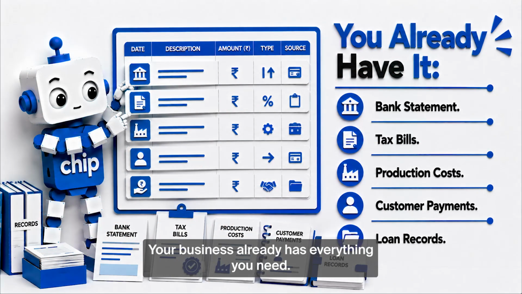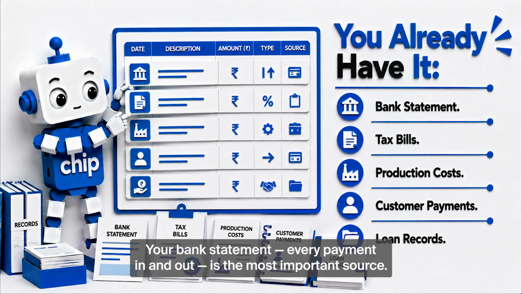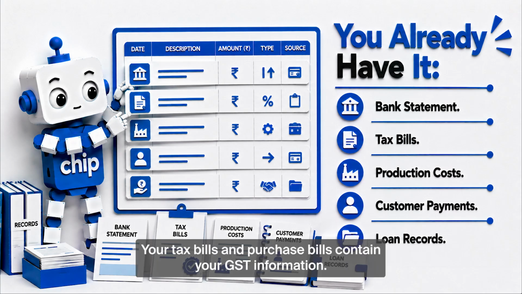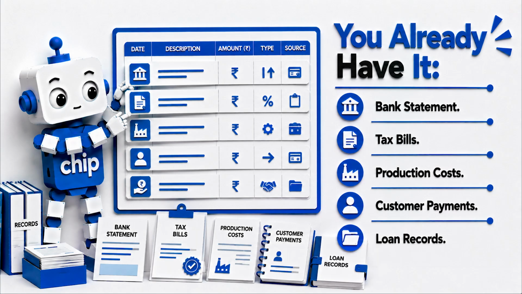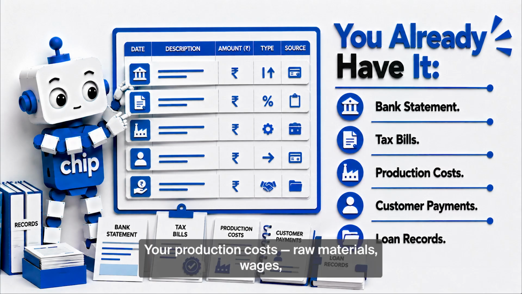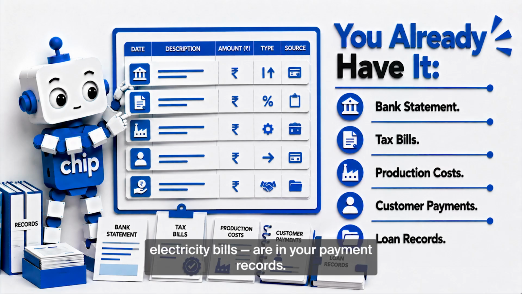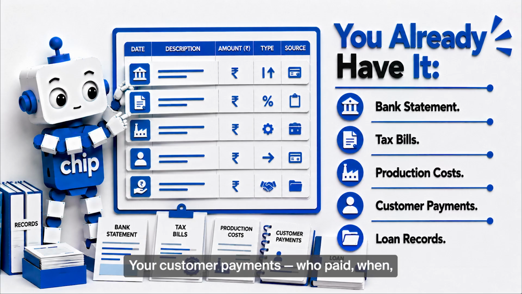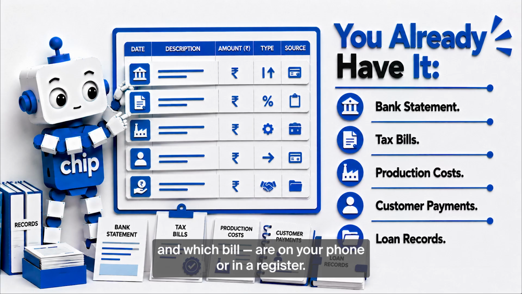Your business already has everything you need. Your bank statement, every payment in and out, is the most important source. Your tax bills and purchase bills contain your GST information. Your production costs, raw materials, wages, electricity bills are in your payment records. Your customer payments, who paid, when, and which bill, are on your phone or in a register.